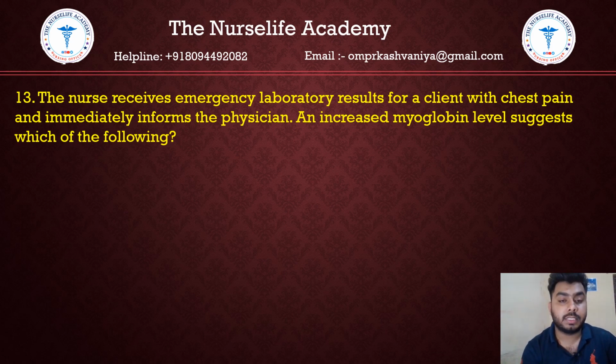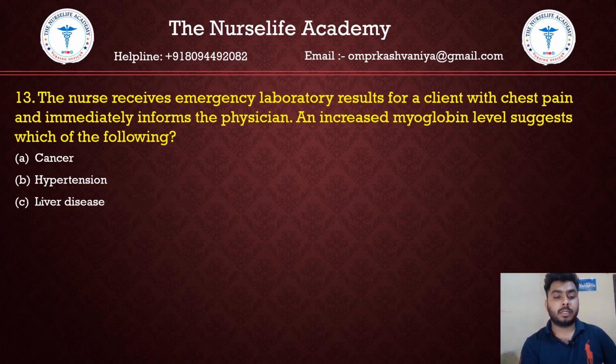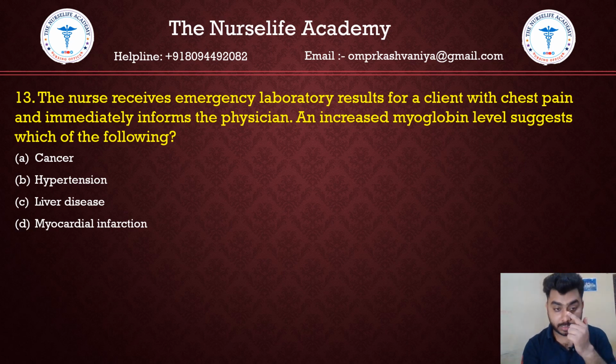Next question. The nurse receives emergency laboratory results for a client with chest pain and immediately informs the physician. An increased myoglobin level suggests which of the following? Option A, cancer. Option B, hypertension. Option C, liver disease. And option D, myocardial infarction. So the right answer is option D, myocardial infarction.